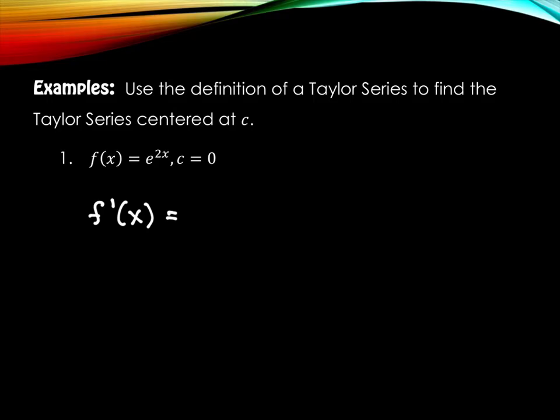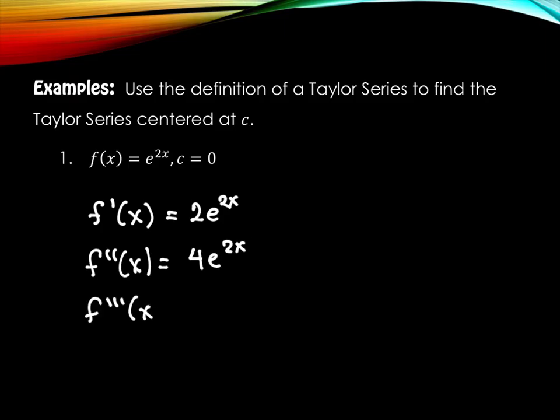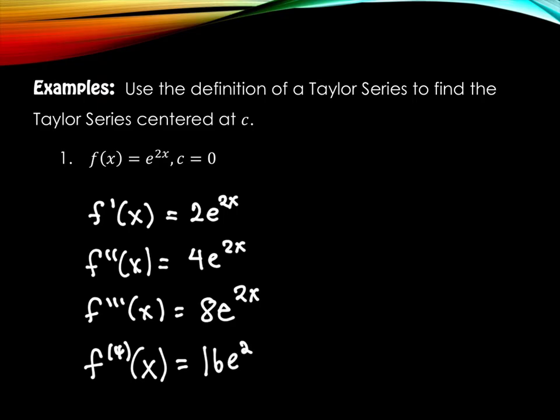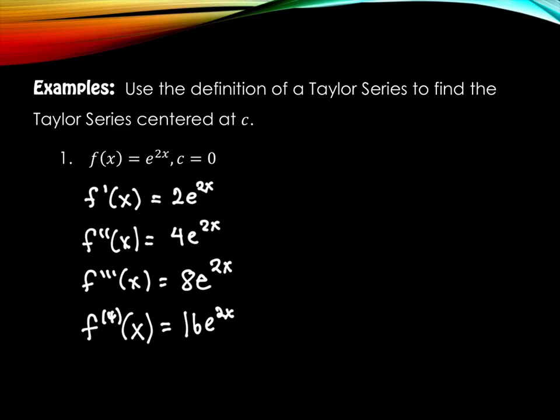So what is the derivative of e to the 2x? 2e to the 2x. Yes. How about the second derivative? 4e to the 2x. The third derivative? 8e to the 2x. Okay, we'll do one more, if for no other reason than that we see that notation showing up there, which is a reminder to us. So what is the fourth derivative here? 16e to the 2x. Okay, everybody good with that? And then we're supposed to evaluate this at c.